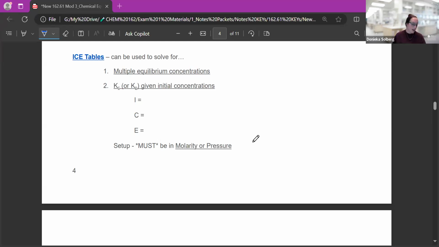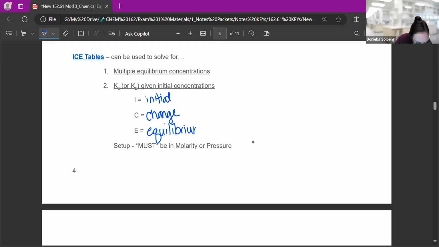So what does ICE stand for? Well, I stands for initial. That's like the beginning, how much stuff I put in. C stands for the change. How much is it going to change by? And E, of course, stands for how much there is at equilibrium. Okay, so I'm going to kind of elaborate on these.